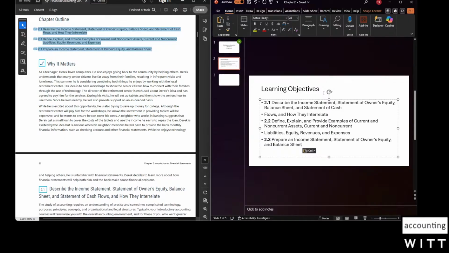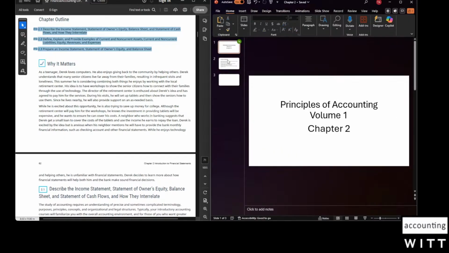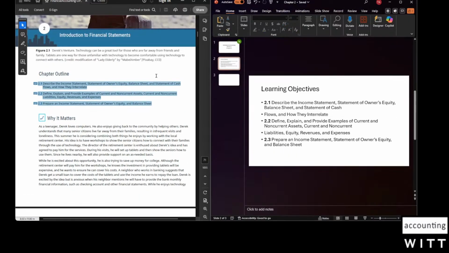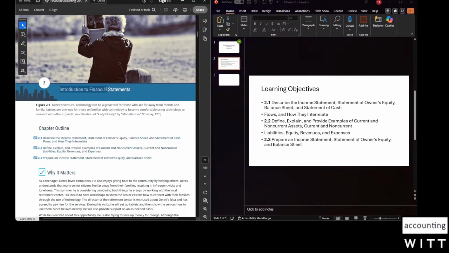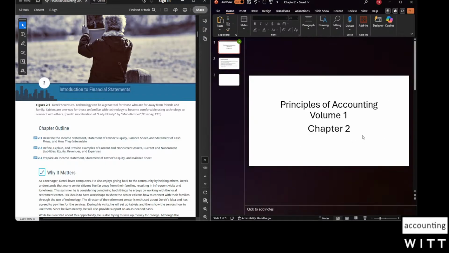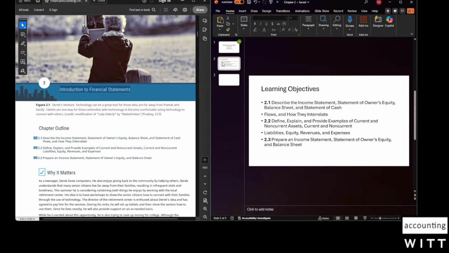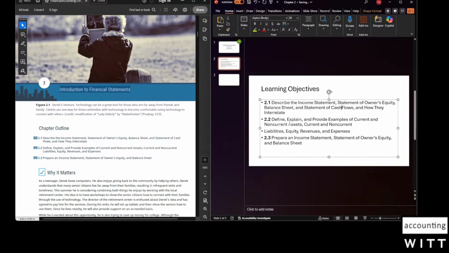All right. Describe the income statement, statement of owner's equity, balance sheet, statement of cash flows. So these are the 4 financial statements. What's the name of this? Introduction to Financial Statements. All right, so this is going to be all about financial statements. So this shows us the 4 financial statements and how they interrelate.